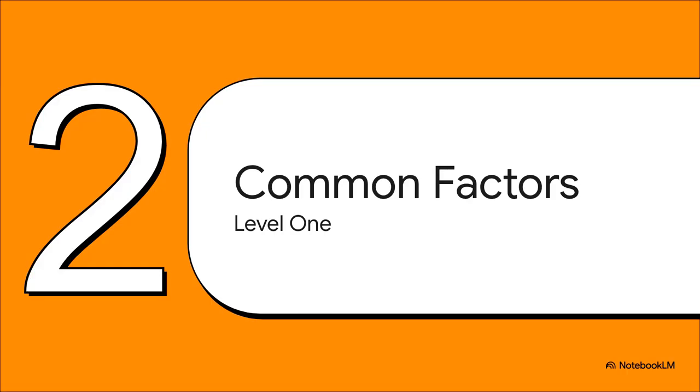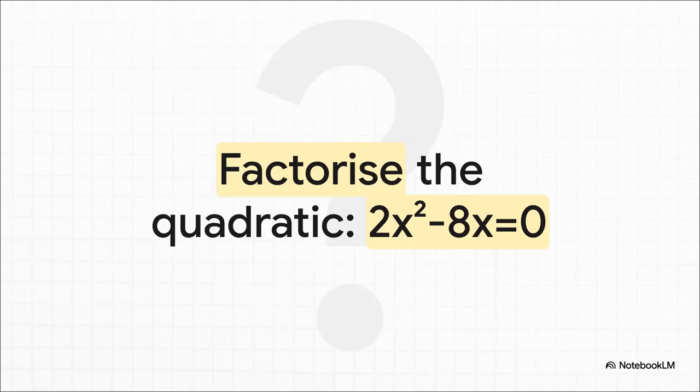Okay, moving to Section 2, Level 1, Common Factors. Tutorial complete. You know the goal. Now, our main mechanic for Level 1 is super simple. We're hunting for the highest common factor shared by the terms.